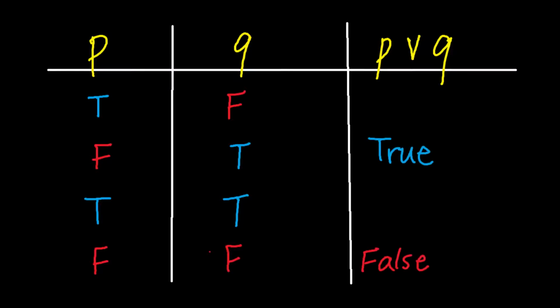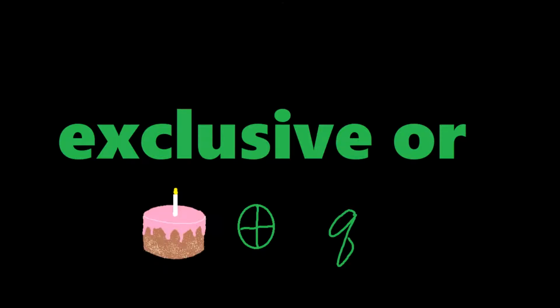Moving on from there, the next operation that you can apply to a given proposition is known as your exclusive OR. The symbol looks like a circle with a plus sign inside of it. In order for this compound statement to be true, you must have exactly one of your two propositions be true, meaning only P or only Q can be true. They cannot both be true, and they cannot both be false. Otherwise, your entire statement is false.